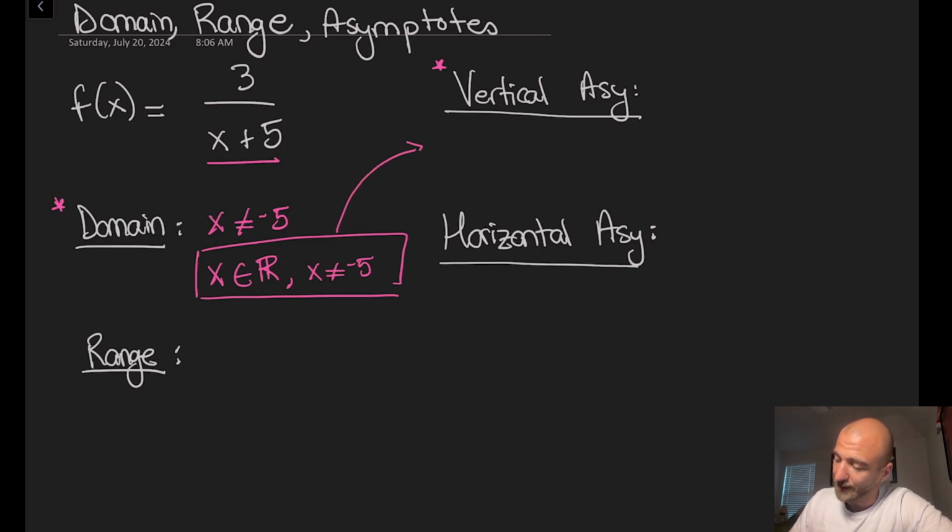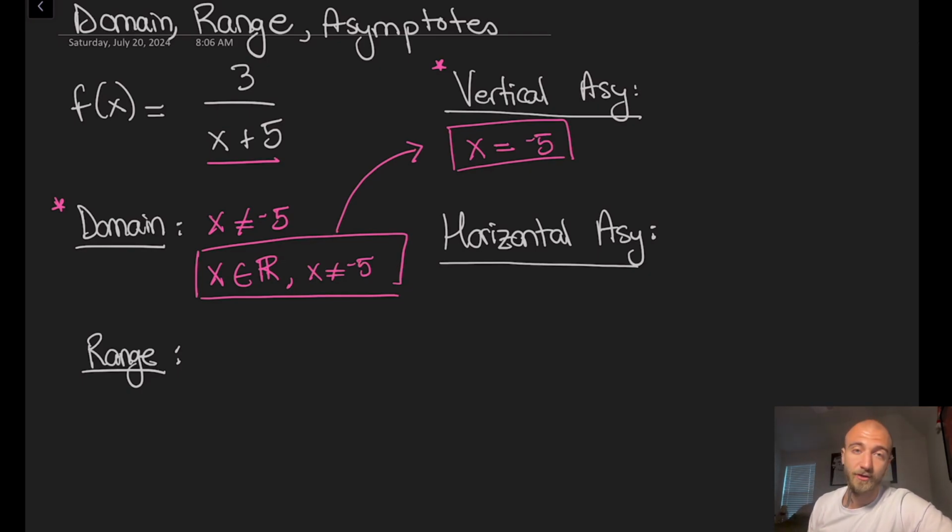Once you figure out the domain, or maybe you're even given the domain, figuring out the vertical asymptote is easy because it's literally just going to be the equation of the line that's off limits for the x values. So in this case, since x is not allowed to be equal to negative 5, x is equal to negative 5 is the equation for our vertical asymptote. It's fair game, easy pickings.